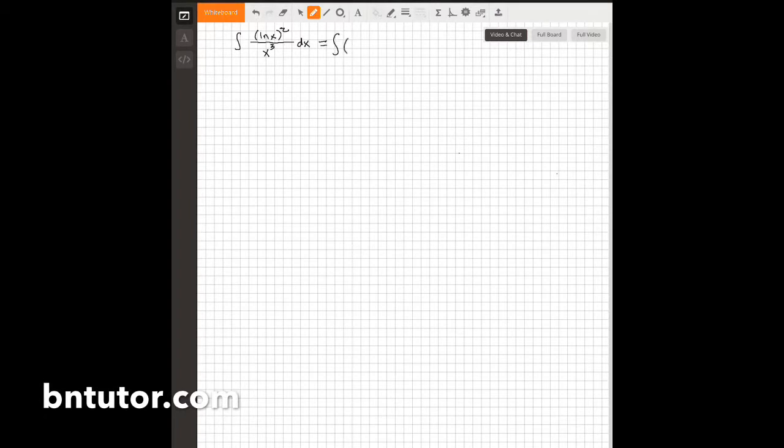We'll make things a little simpler to start with by changing this quotient of two functions into a product, natural log of x squared times x to the negative third. We'll use something called integration by parts, which says that if you have two functions u and dv multiplied together, you can rewrite it as u times v minus the integral of v times du.